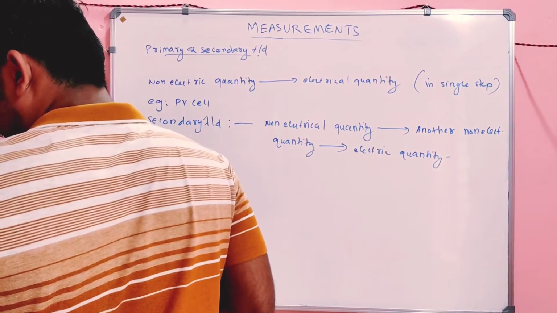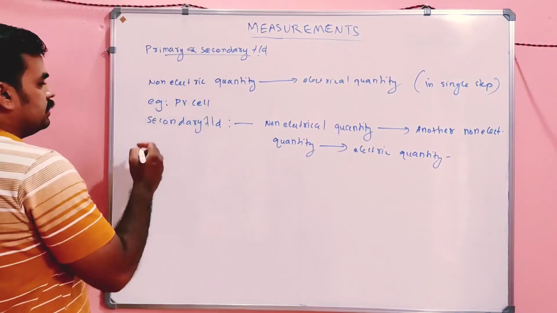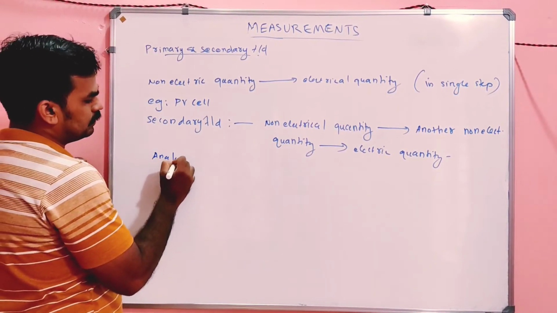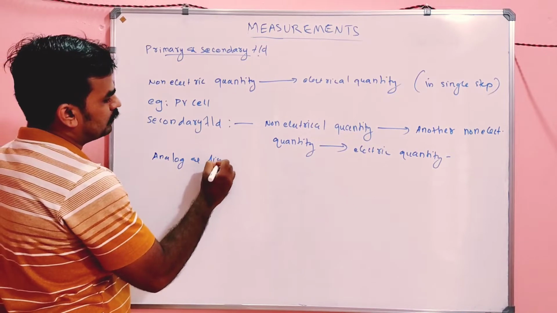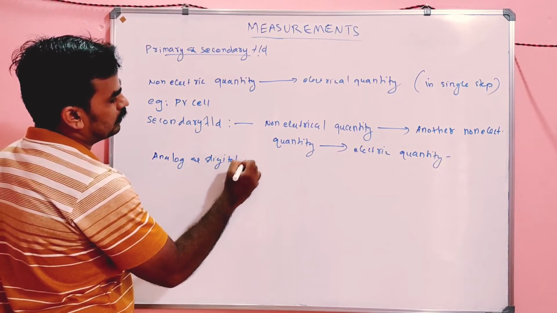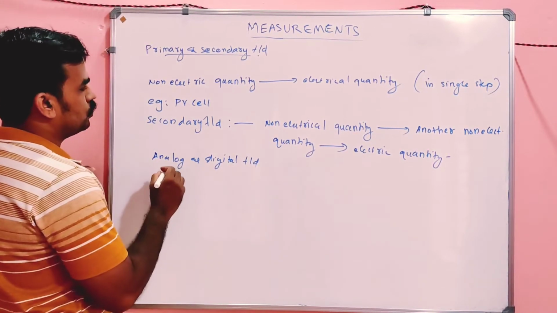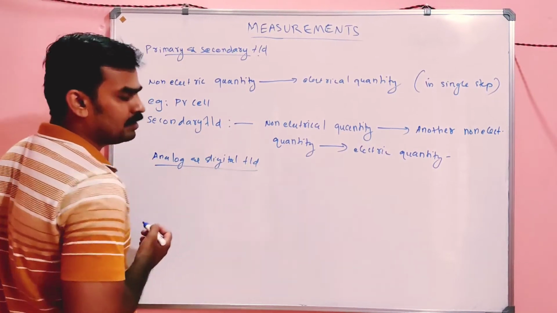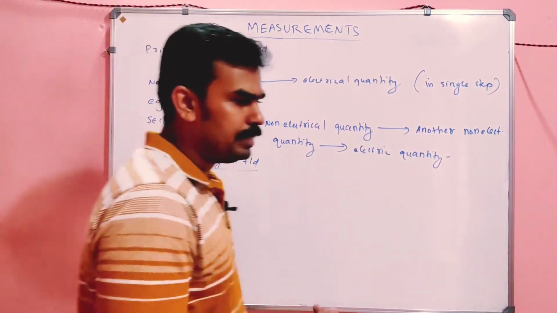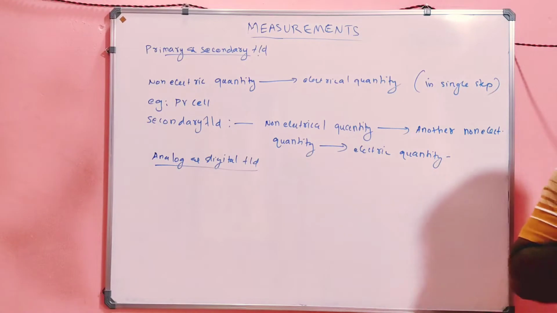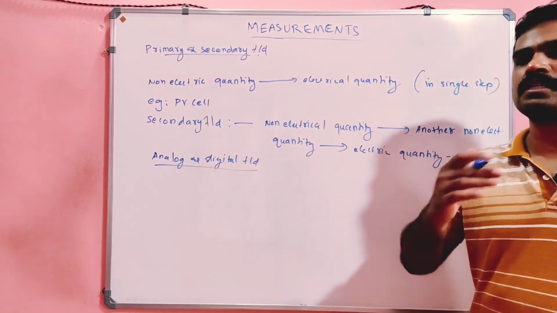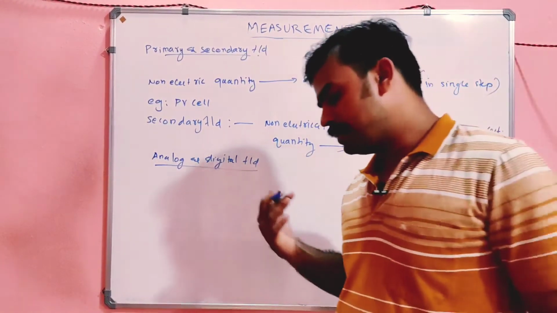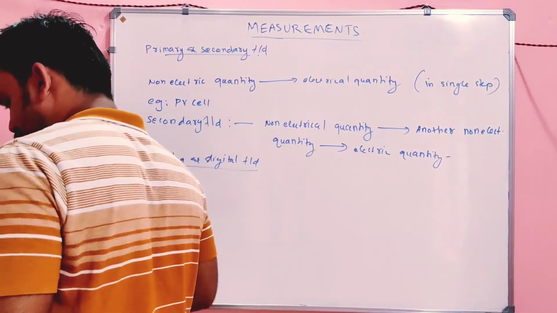Okay, next one, analog and digital transducer. That you know, that's it. Analog and digital transducer means, my dear, analog, you know this, the output will be in analog quantity or a time varying analog signal, or digital means it will be pulses. So it's called the digital transducer.